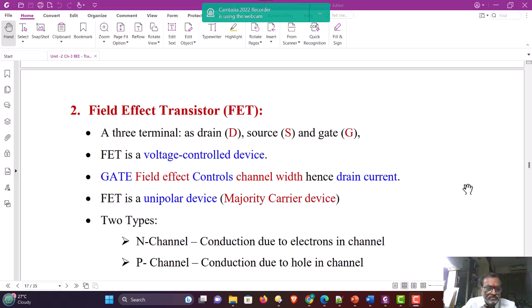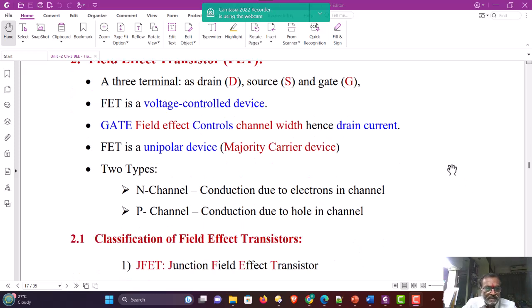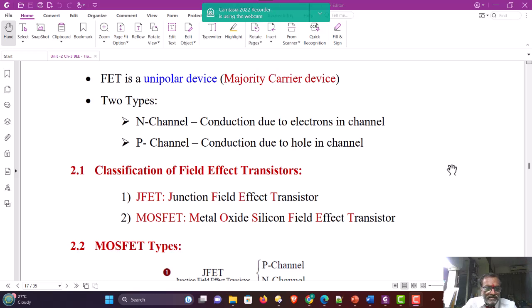There are two types of FETs: N-channel FETs, in which conduction is due to electrons in the channel, and another type is P-channel device, in which conduction is due to holes in the channel. We will see shortly what is an N-channel device and how it is constructed, and how a P-channel device is constructed.